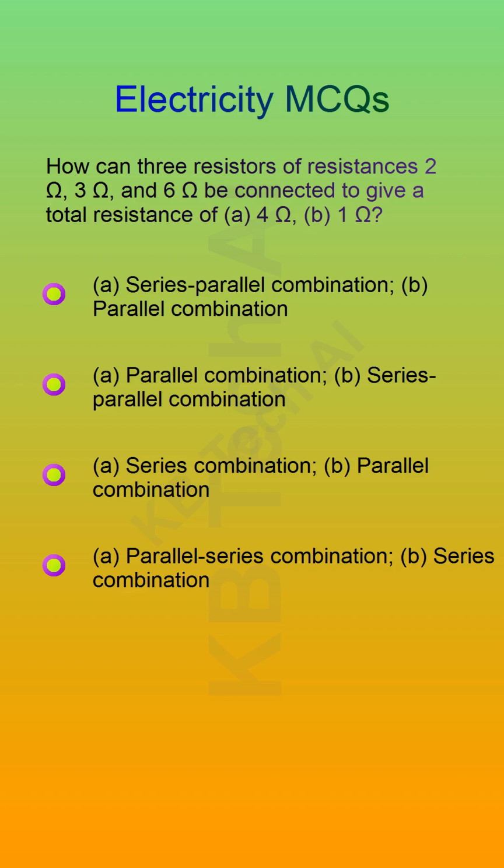How can three resistors of resistances 2 ohms, 3 ohms, and 6 ohms be connected to give a total resistance of A. 4 ohms, B. 1 ohm? Option 1, A. Series minus parallel combination, B. Parallel combination. Option 2, A. Parallel combination, B. Series minus parallel combination. Option 3, A. Series combination, B. Parallel combination. Option 4, A. Parallel minus series combination, B. Series combination.